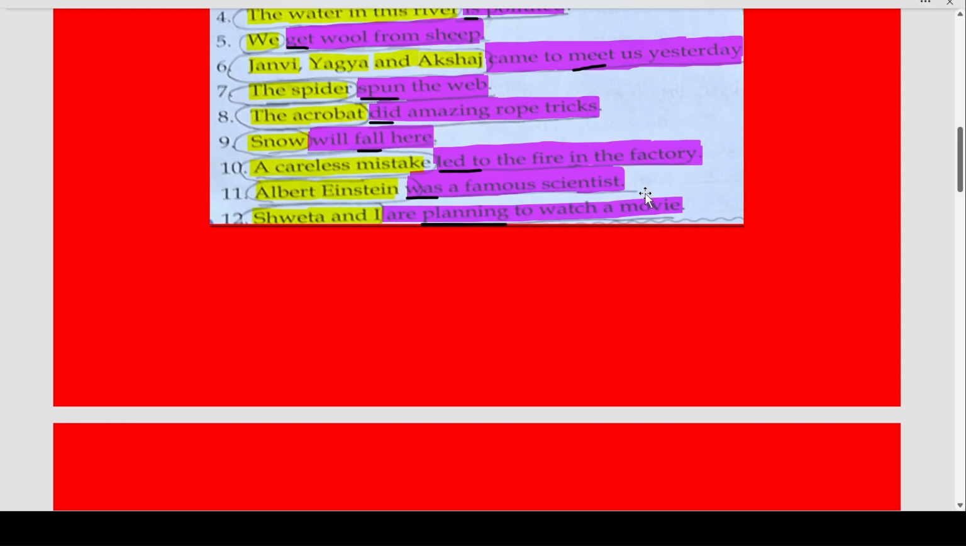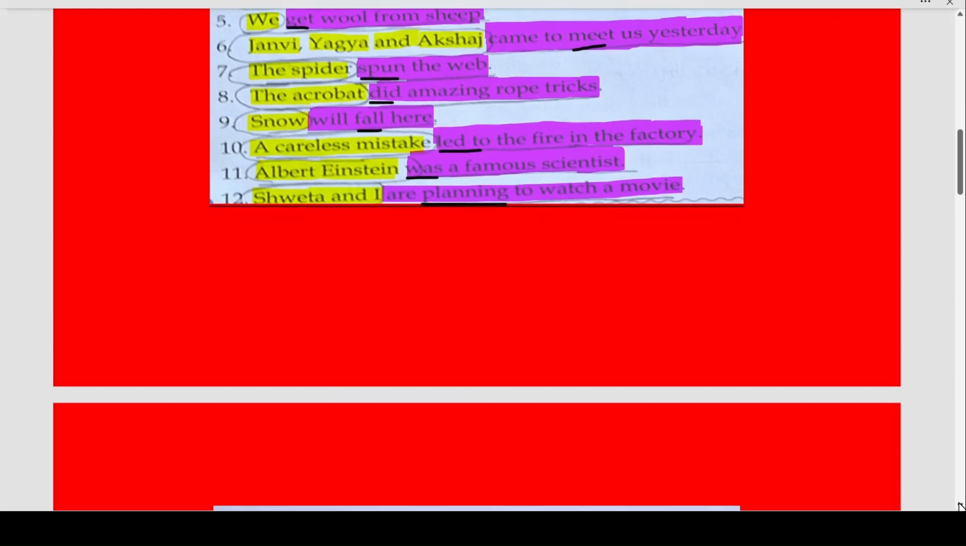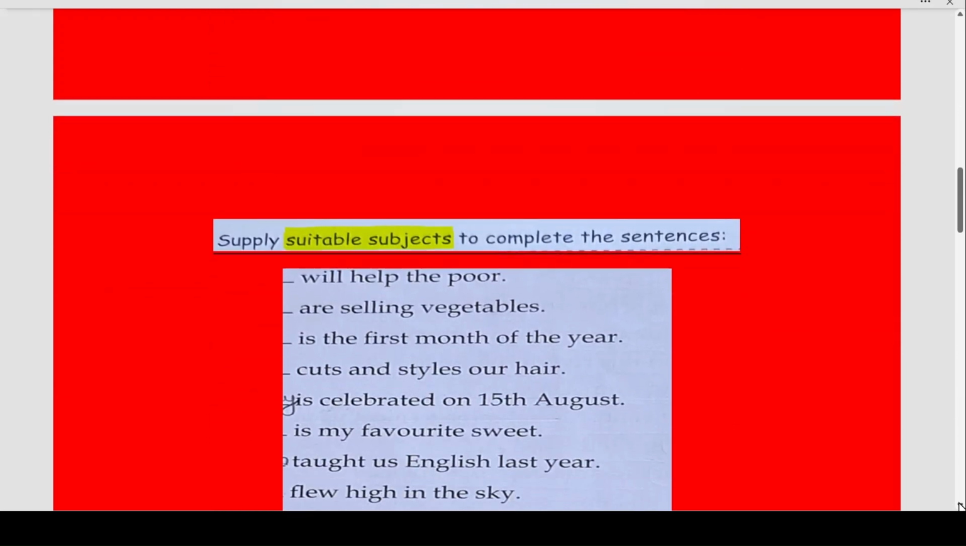Was a famous scientist becomes your predicate, which has the verb was. Shweta and I are planning to watch a movie. Shweta and I are the subject about whom we are talking. Are planning to watch a movie is the predicate part of the sentence because it has the verb are planning. So this is how you will do subject and predicate differentiation in any statement given to you.